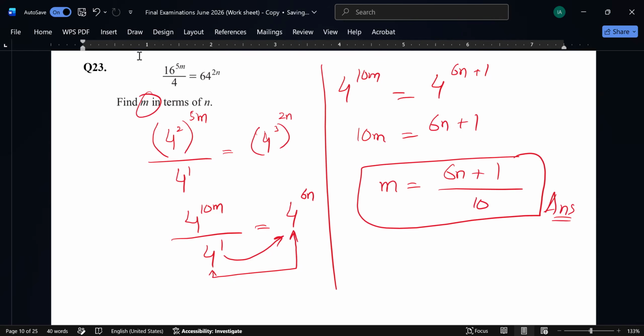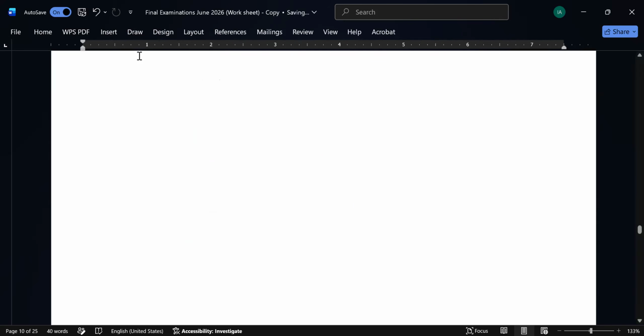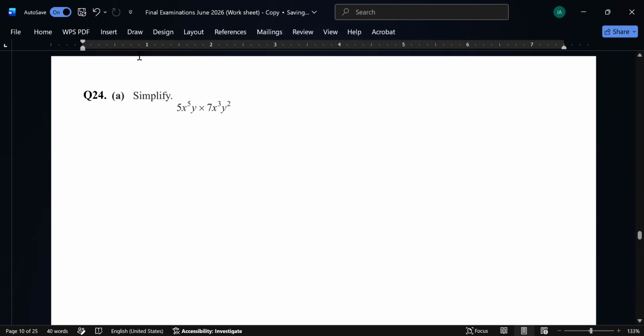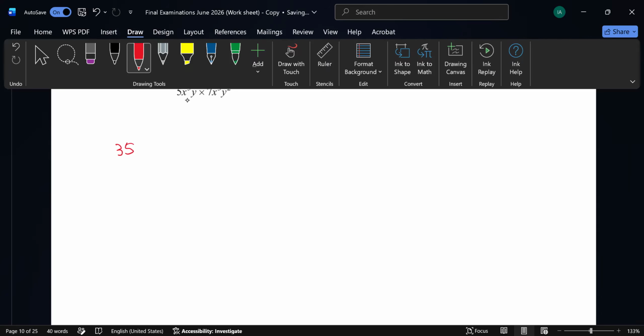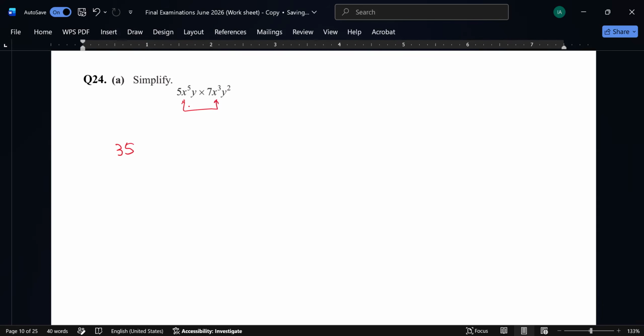Now, next thing is simplify. What you observe, 5 will be multiplied by 7. That gives me 35. Then x multiplied by x and the powers must be added. So x to the power a.